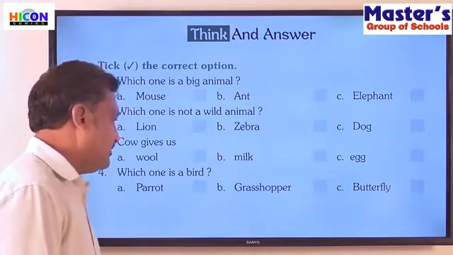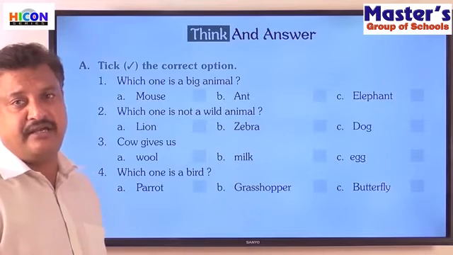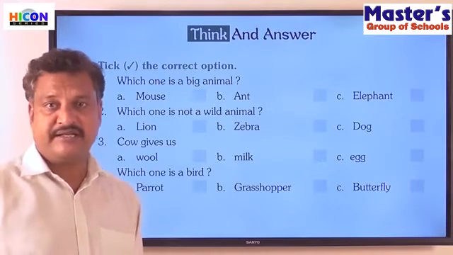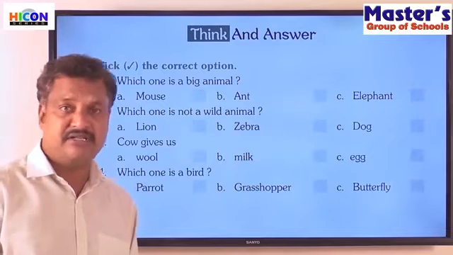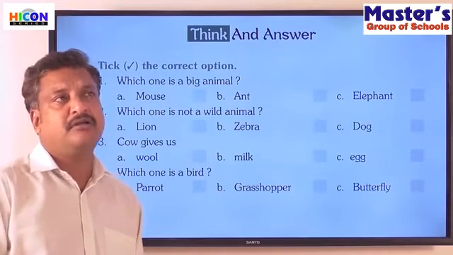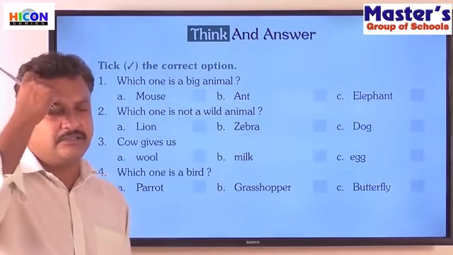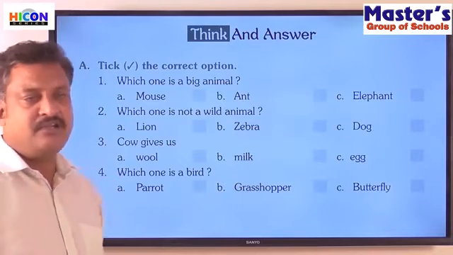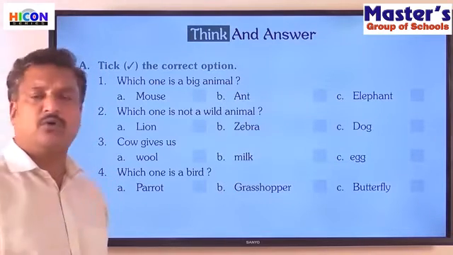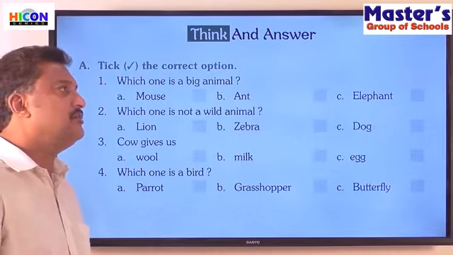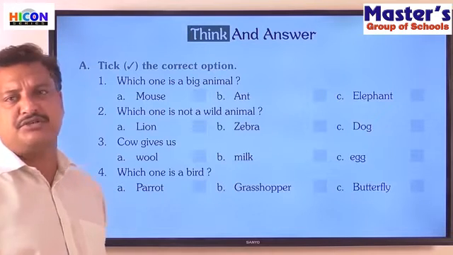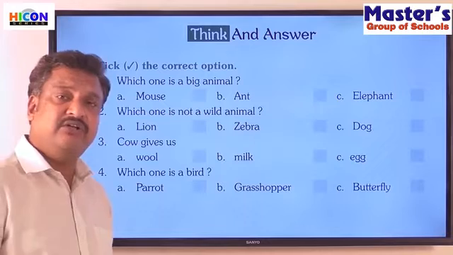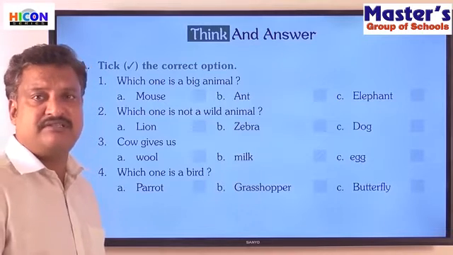Third one, cow gives us what? So we know we have domesticated some animals. We have started growing some animals at home for different purposes. Like from some animals we get milk. From some animals we get wool. From some animals we get flesh, isn't it? So those animals which we grow at home for the purpose of getting milk, meat, flesh, fur, egg, they are called domestic animals. And we know cow is an example of a domestic animal.